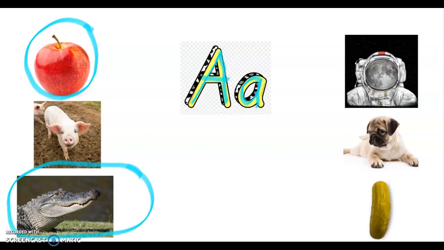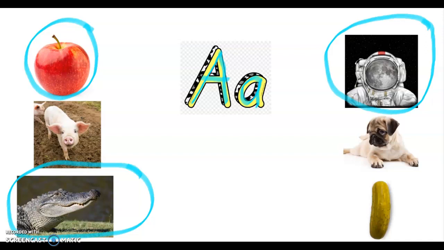All right. Next, we have the picture of an astronaut. Ah. Do you hear "ah" at the beginning of astronaut? Yes. So I'm gonna circle him. All right. Next we have a picture of a dog. Dog. Do you hear "ah" at the beginning of dog? No. So we're not gonna circle the dog.